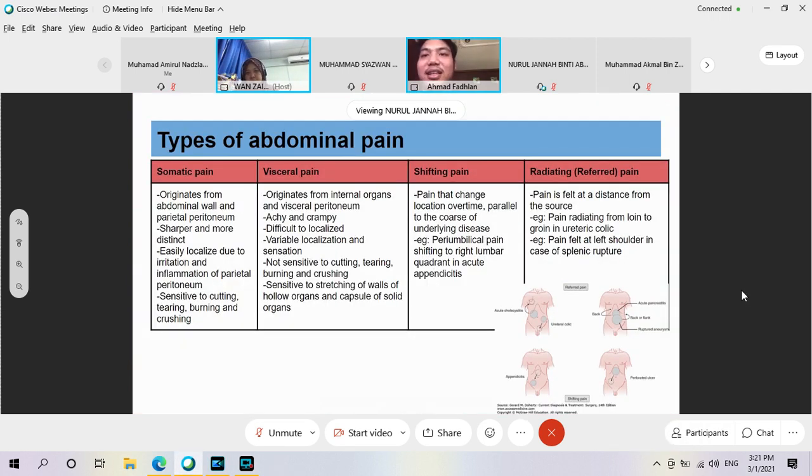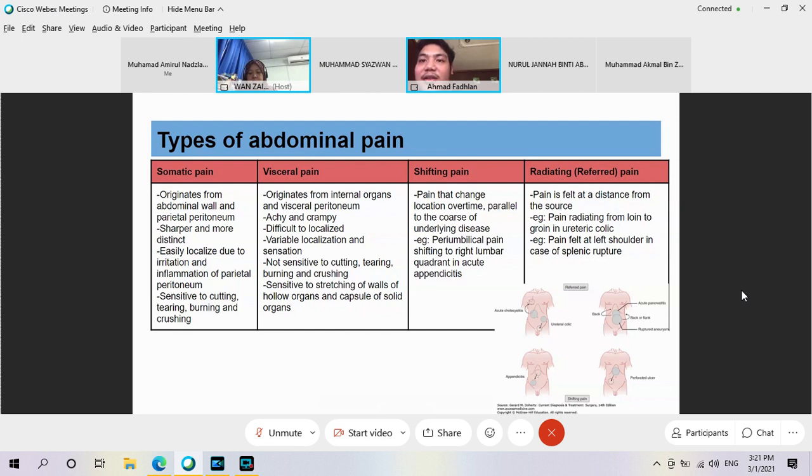Okay. So there are 4 types of abdominal pain. First is the somatic pain, which originates from the abdominal wall and parietal peritoneum. So it is sharper and more distinct, and the patient can pinpoint where the pain comes from. And it is usually due to irritation and inflammation of the parietal peritoneum. And it is sensitive to cutting, tearing, burning, and crushing.